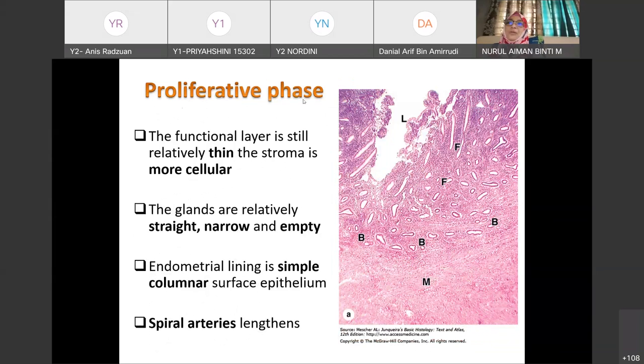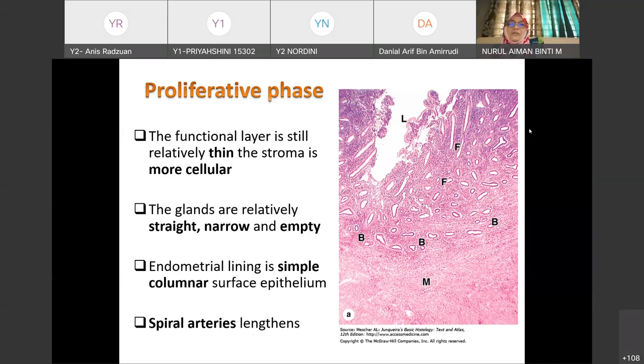Okay, so in the proliferative phase, the functional layer starts to increase in size. It is still relatively thin at this stage. The stroma is more cellular, and the repair has already occurred. The glands are relatively straight, narrow and empty. Okay, they're just about to grow, like trees just starting to develop. So the glands start to grow. The endometrial lining is simple columnar surface epithelium, and that is not going to change. It is still simple columnar.